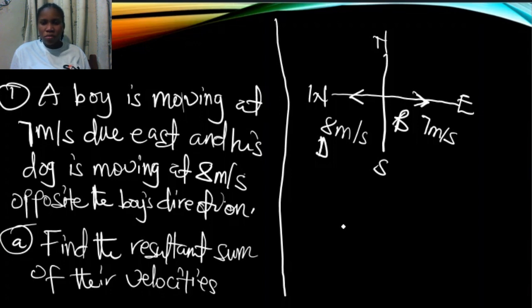So in getting the sum or the resultant sum of these two vectors, we always have to negate the smaller vector, and the bigger vector remains positive. So one vector has to be negative, one vector has to be positive. Which vector will be negative? The vector with the smaller magnitude will be negated, and the vector that's positive is the one with the bigger magnitude.